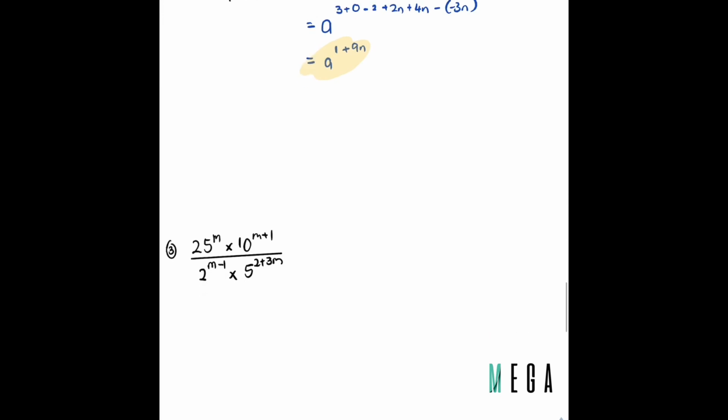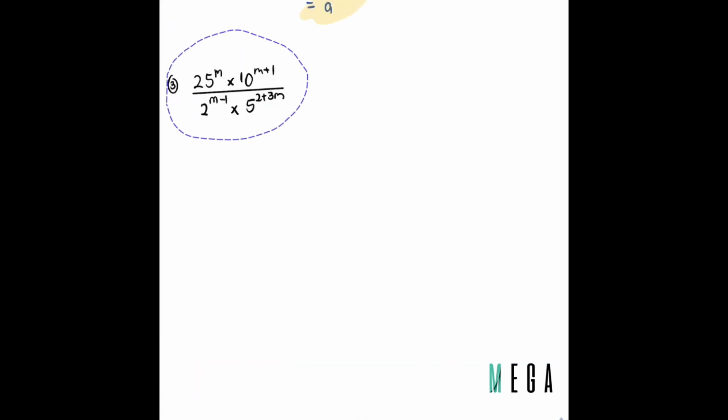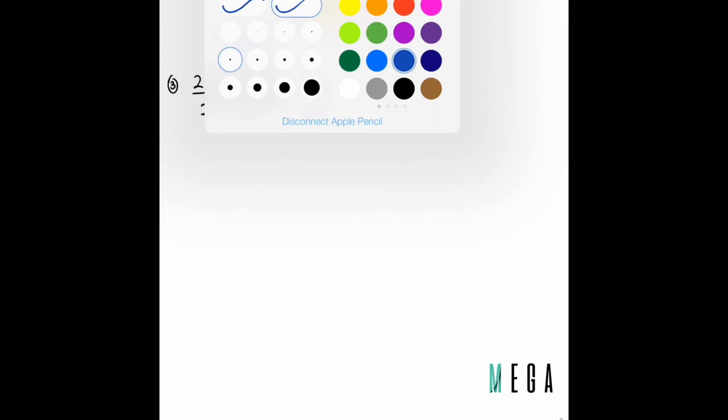And let's look at the third question. This third question, it might seem a bit difficult. So how do we solve it, right? You need to reduce this 10 into 5 multiplied by 2 in order for me to get the same base together to solve this question.